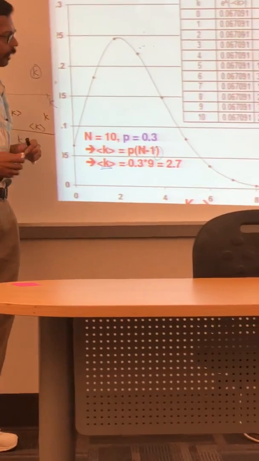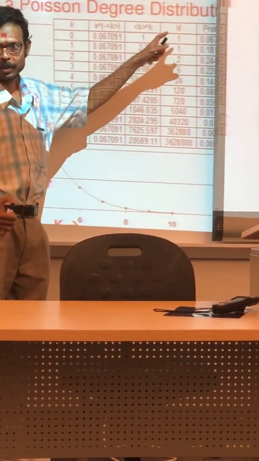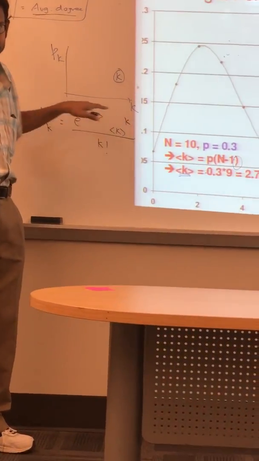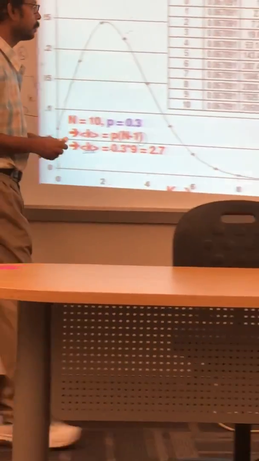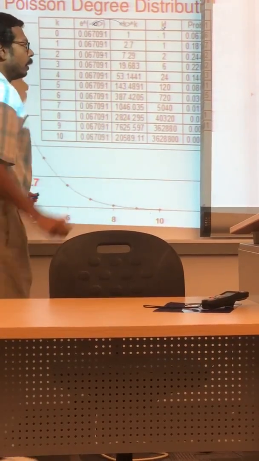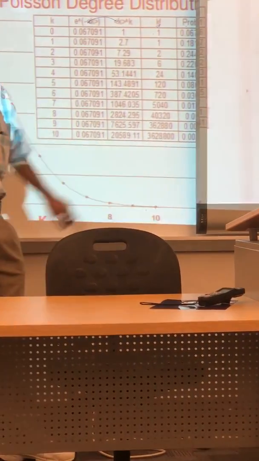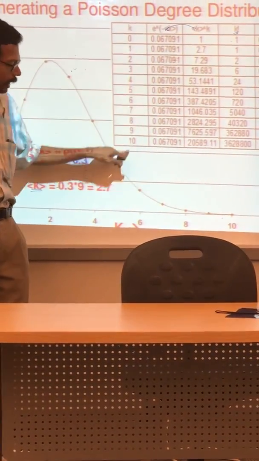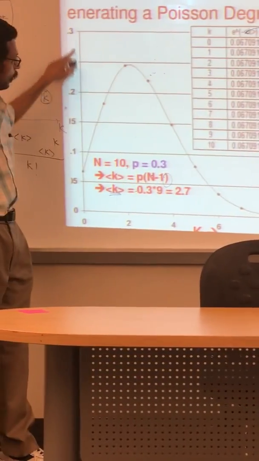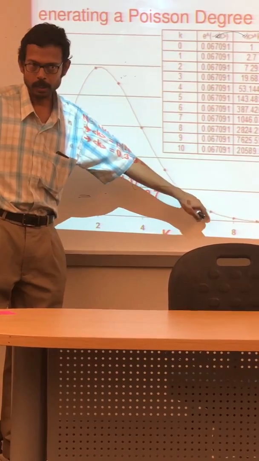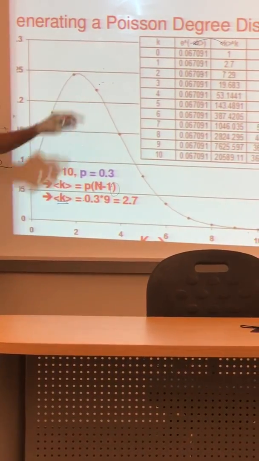Okay? So now put everything together. The pk probability, what is the formula? e to the power negative average degree times average degree raised to k divided by k factorial. So you just multiply these two column values and divide by this column value. That will get you the last column, the probability. Now you can plot the k values 0 through 10 with these probability values pk. So you will get a curve like this. This is how a Poisson curve looks.